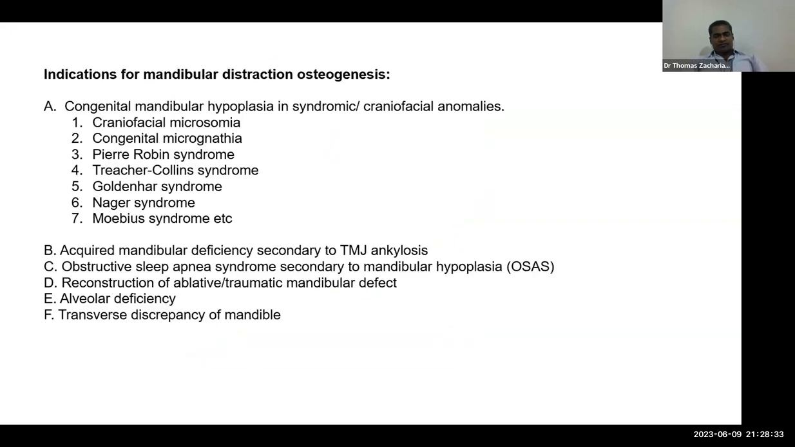Just to answer the second part of the question, here are some of the indications for mandibular and maxillary distraction. Mandibular distraction is commonly done for all kinds of congenital mandibular hypoplasia, syndromic cases, craniofacial microsomia, Pierre Robin syndrome, Treacher Collins, Goldenhar, Nager syndrome, Moebius syndrome, and of course that is congenital. For acquired, it is most commonly done for TMJ ankylosis to correct mandibular deficiency. Also obstructive sleep apnea that you get in TMJ ankylosis, reconstruction of ablative or traumatic mandibular defects, alveolar deficiency, and transverse discrepancy of the maxilla and the mandible. All this I have shown you with the various distractors, and these are some of the indications for that.